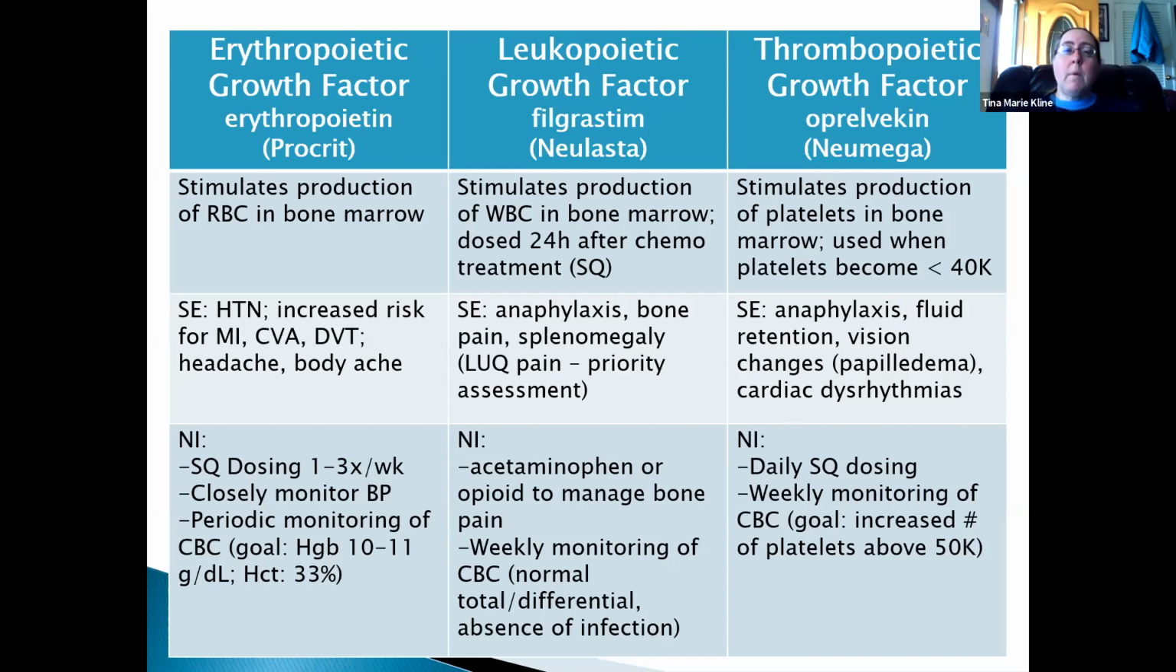So our next one, when we look at filgrastim or Neulasta, this is specifically to stimulate production of the white cells in the bone marrow, okay? This we use for our chemotherapy patients, but it's very important. The timing of the dosing is critical. You cannot give it until 24 hours after the chemotherapy treatment because the chemo is still in the system and it would basically be a waste of the injection. It is given sub-Q and it's dosed 24 hours after the chemo treatment.